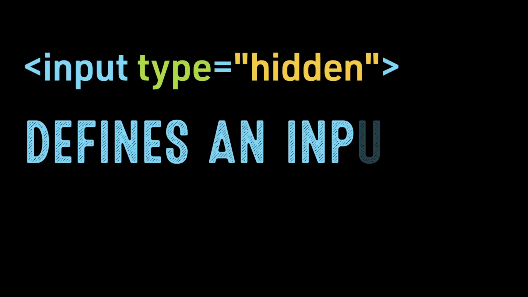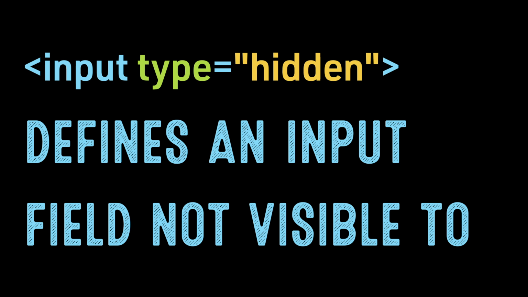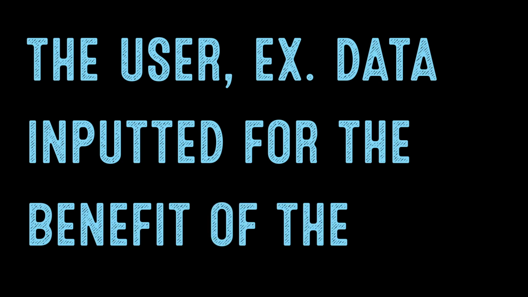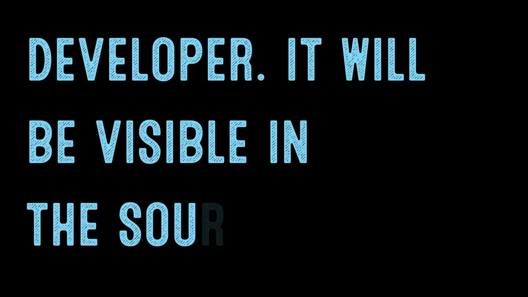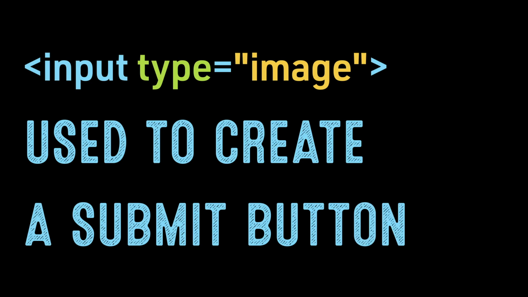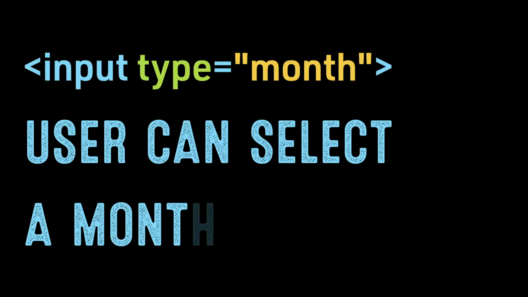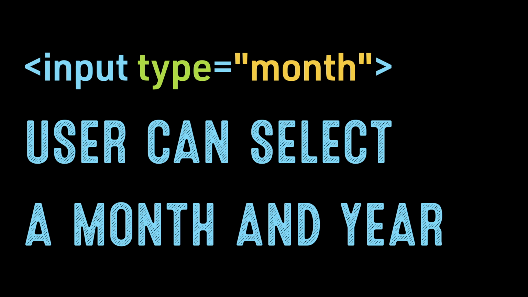Input type hidden defines an input field not visible to the user. Example, data inputted for the benefit of the developer. It will be visible in the source code, so it is not for secure data. Input type image, used to create a submit button that is in the form of an image rather than text. Input type month, user can select a month and year.